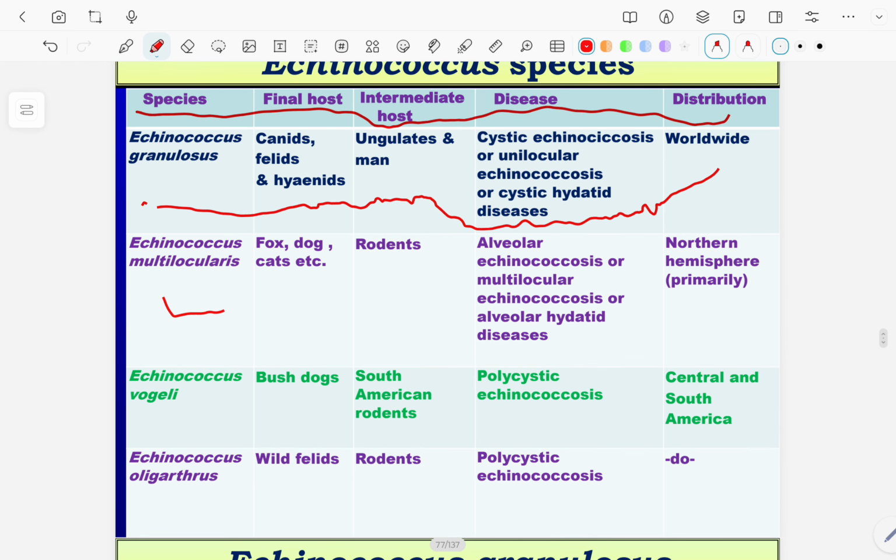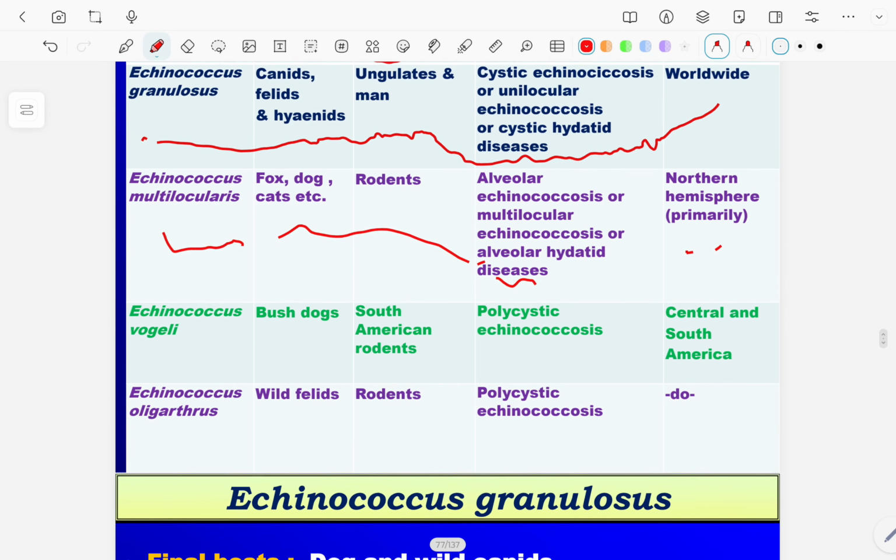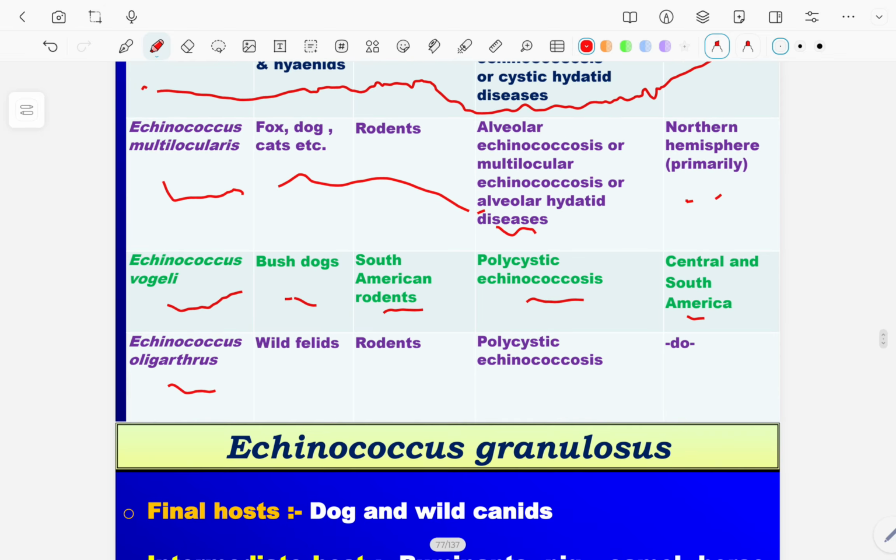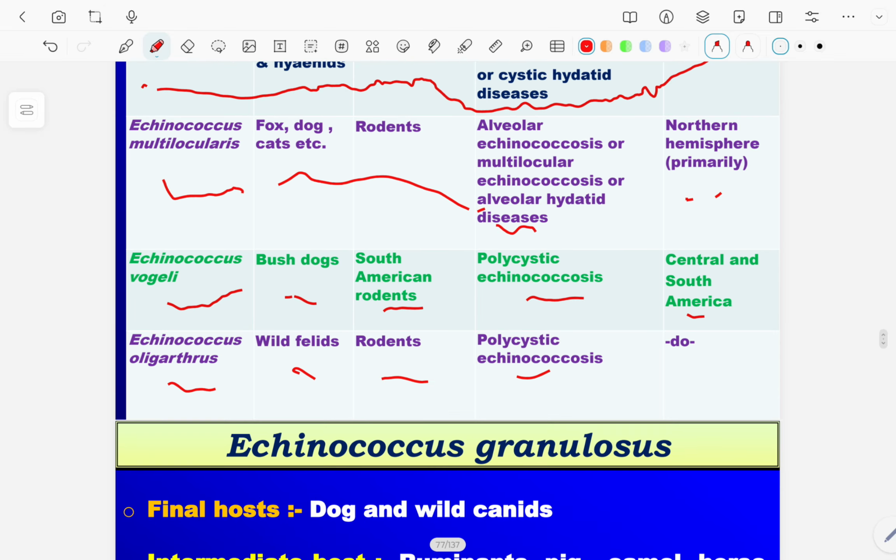Echinococcus multilocularis: fox, dog, cat; rodents; alveolar echinococcosis or multilocular echinococcosis or alveolar hydatid disease. Northern hemisphere primarily. Echinococcus vogeli: bush dog; South American rodent; polycystic echinococcosis; Central and South America. Echinococcus oligarthrus: wild felids; rodent; polycystic echinococcosis.